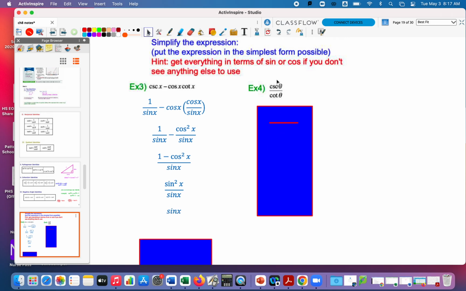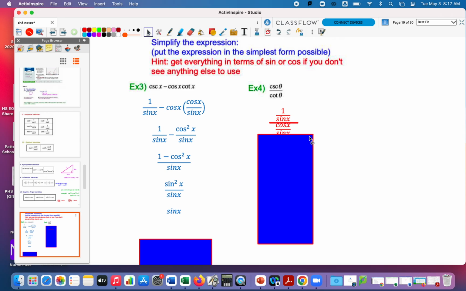Let's try another example over here. We have cosecant over cotangent. Again, that doesn't look like any of the properties I've already seen before. So let's just start replacing. We could do, for example, cosecant is 1 over sine, and cotangent is cosine over sine. I know this in some ways looks more complicated, like you can see over here too. Sometimes they get worse before they get better.